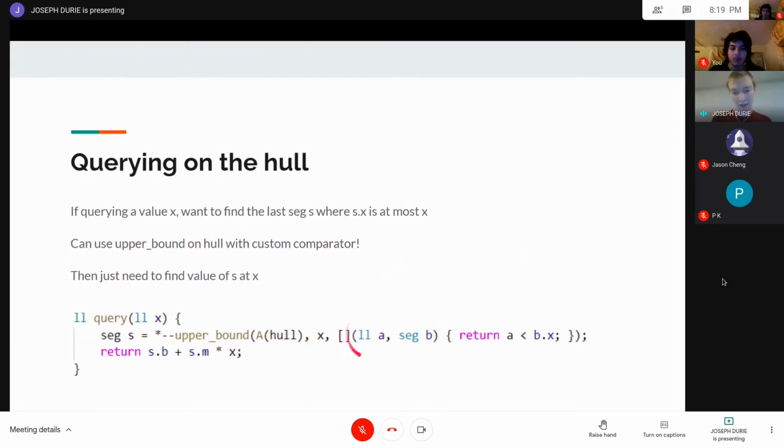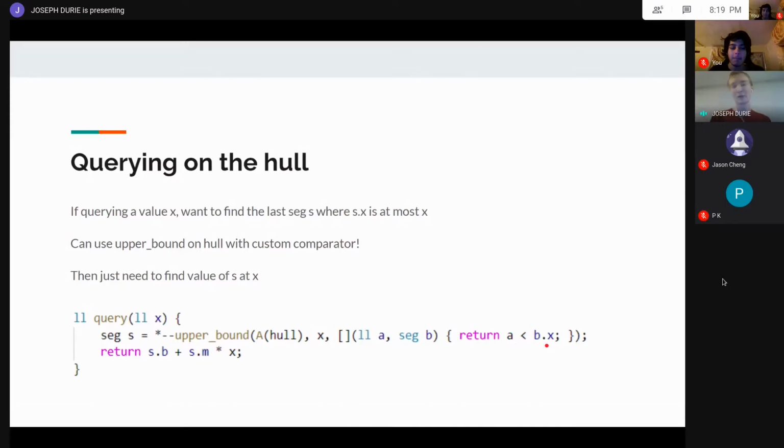And that's according to this comparator we have here, which says that an x value is less than a segment if the x value is less than the x value of the segment. So we're basically just doing a normal double comparison here, because again, the x value is a double. That gives us the first segment with an x value bigger than us, and we want to go back by 1. So we do the minus minus here, which takes you to the last segment with an x value that's at most the current x.